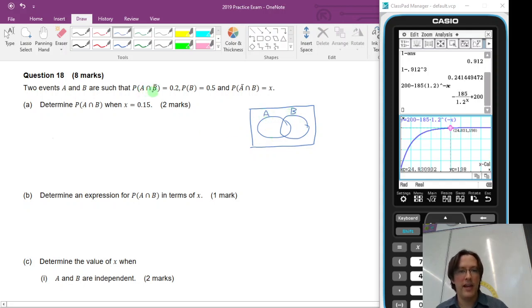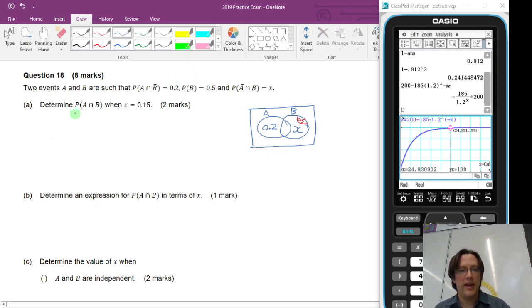So, probability of A and not B is 0.2. That is A only, that's 0.2. Probability of B is 0.5. What we sometimes do is we do a little thing like there, we do 0.5 in there. Probability of not A and B is X, which is B only, that's X. So those are our three events.